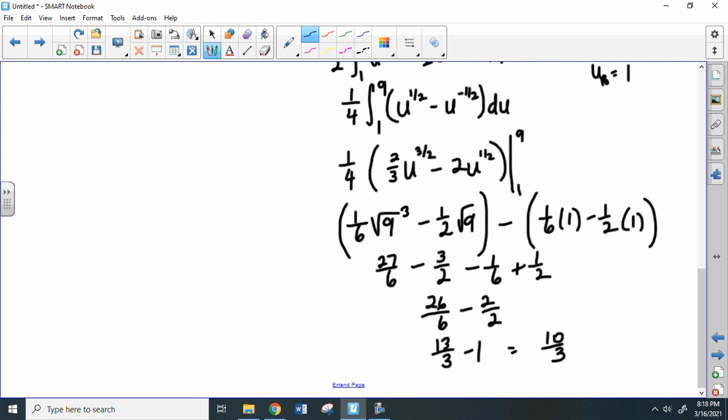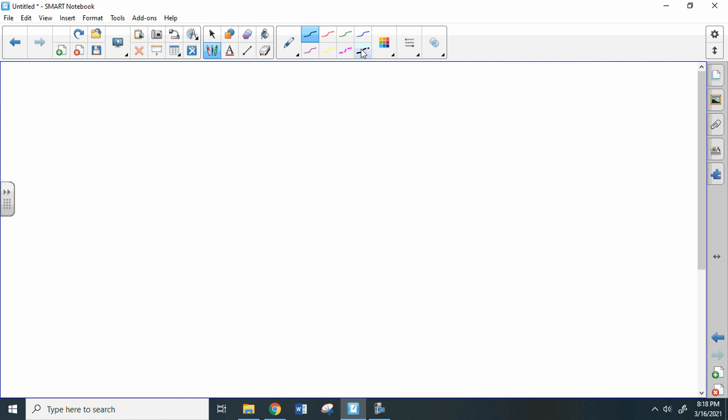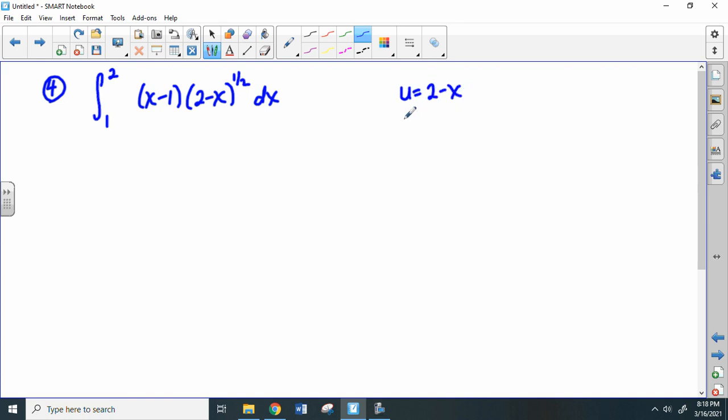All right, got just a couple more for us. Want to make sure you have plenty of examples. All right, so let's integrate from 1 to 2 of x minus 1 times 2 minus x to the 1/2, dx. Well, because I have one binomial raised to a power, that particular binomial is probably my u. All right, so du, let's see, it would be -1 dx.